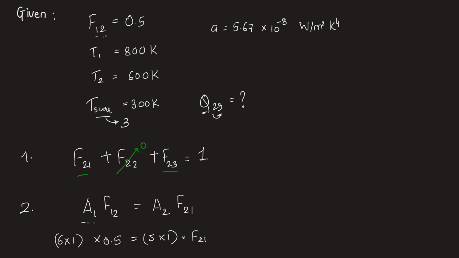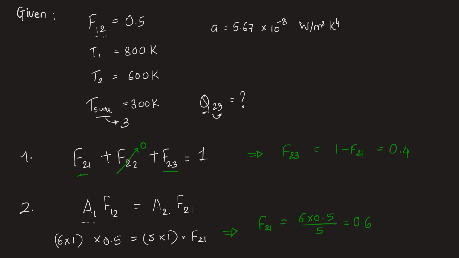We can find it out using the same relationship. So F21 will be equal to 6 into 0.5 divided by 5, which comes out to be 3 by 5, that is 0.6. Now we know F21, we can substitute it over here and find out F23. So F23 will be equal to 1 minus F21, which is equal to 1 minus 0.6, simply 0.4.